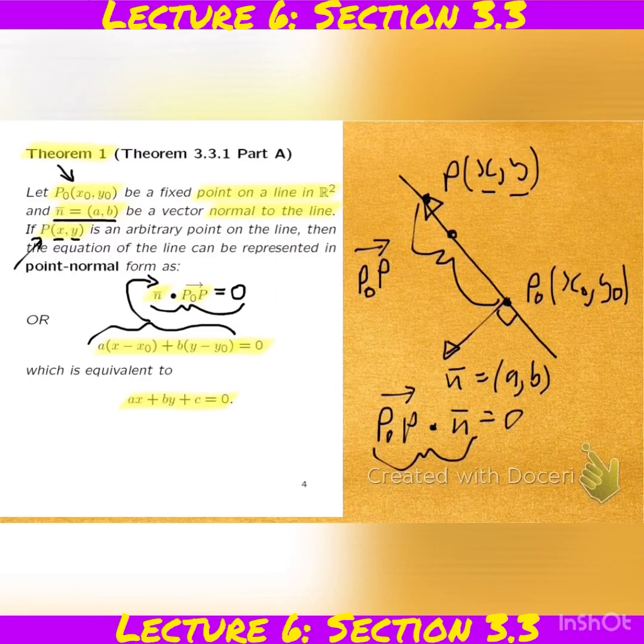So you can do this for any point, right? You just want all these vectors to be perpendicular to the normal vector. And once a point satisfies that, it is on the straight line.